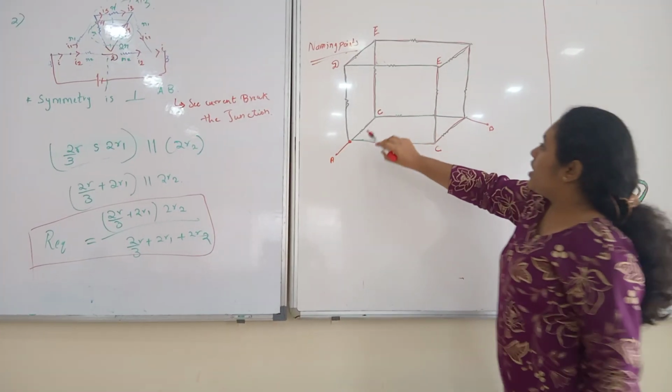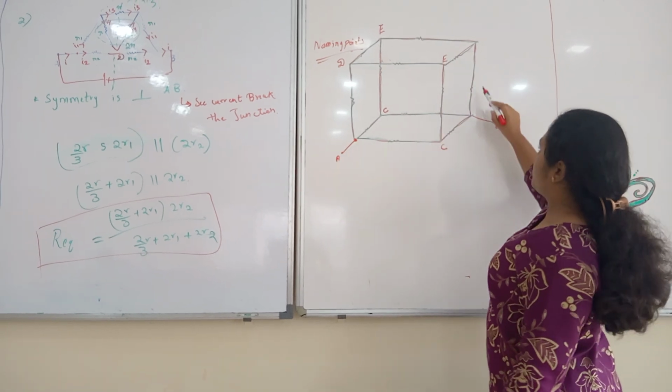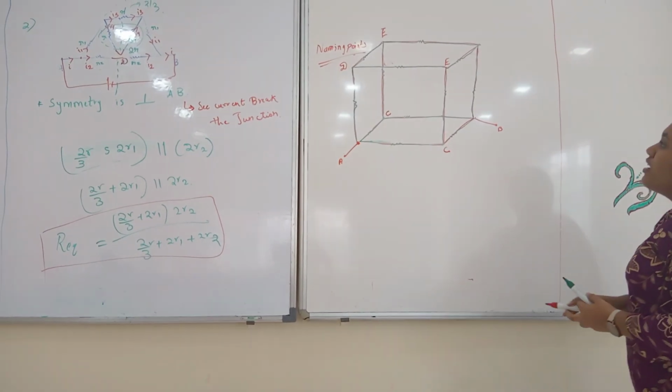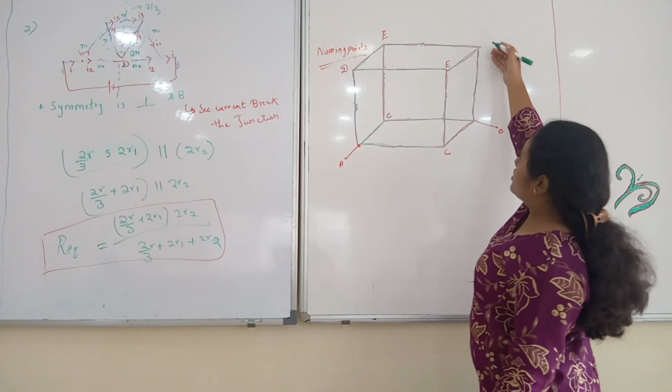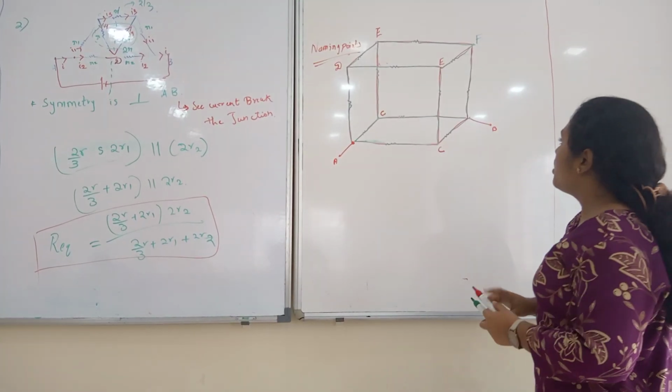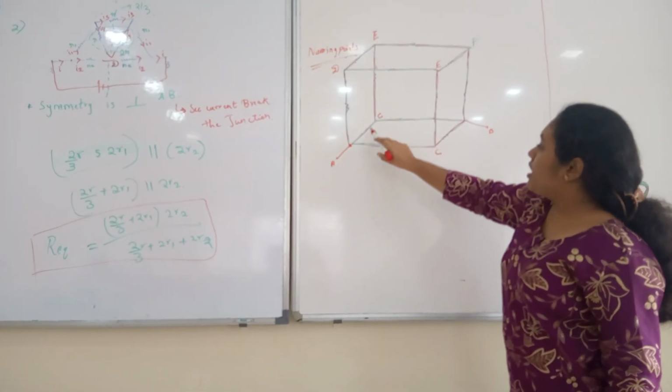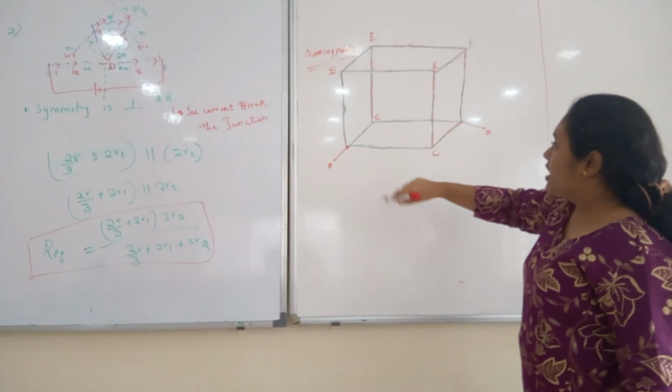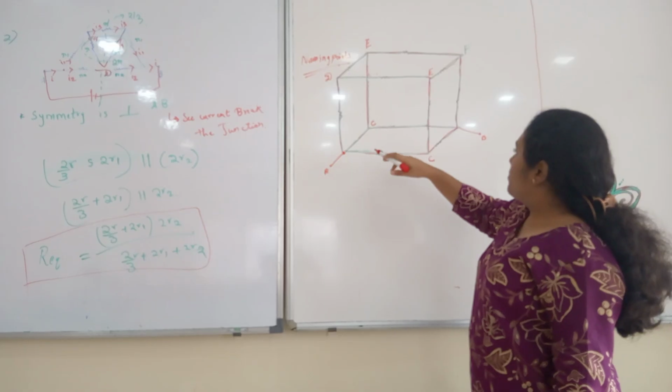Yes. From A 1, 2. From B 1, 2. 2. Okay. So this point is remaining. Let's name it as F. So from B 1, from A 1, 2, 3. Here also.